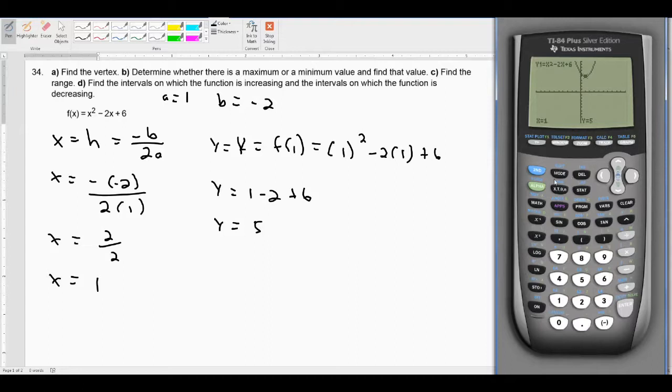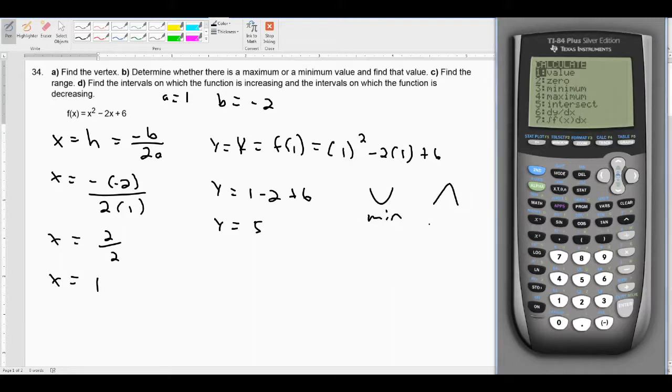And then you can also do this. If you go to second trace, this is a minimum. A minimum looks like this, and a maximum looks like that. The reason why we know it's a minimum from the equation is because the a is a positive value. Anytime the a is a positive value, or the coefficient of x squared is positive, it's always a minimum. If it's a negative, then it's a maximum.